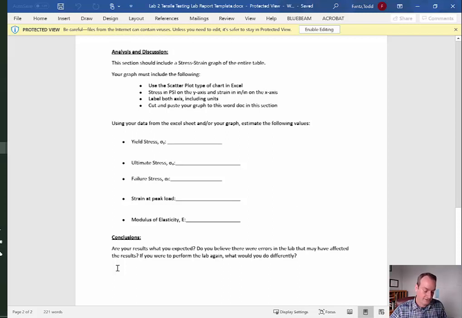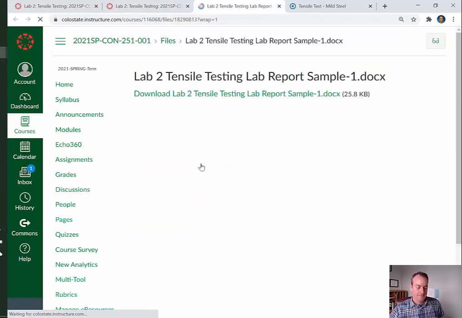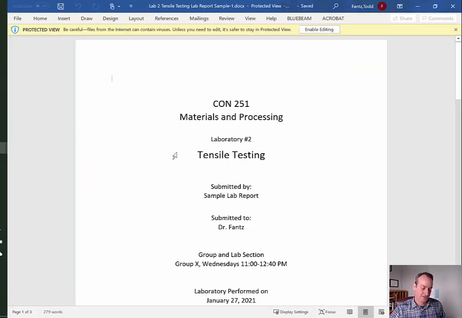Is it what you expected? Was there anything weird? Does the graph look like what it did in the notes? What would you do differently, right? Now I'm also including a sample report. So this does have the Lab 2 tensile testing.